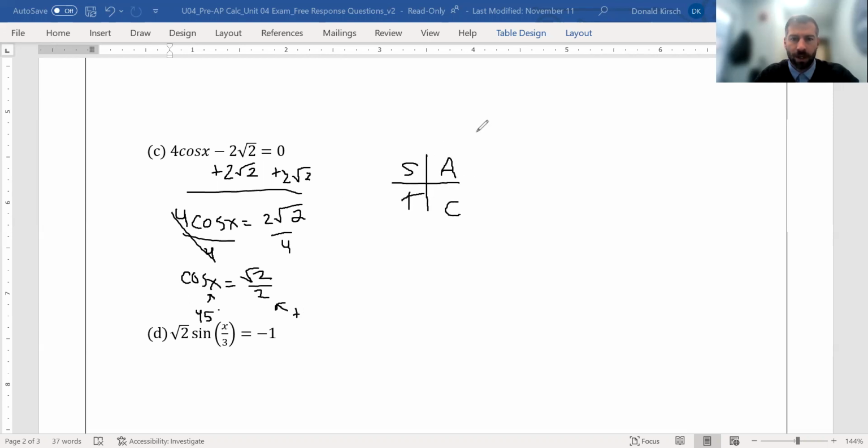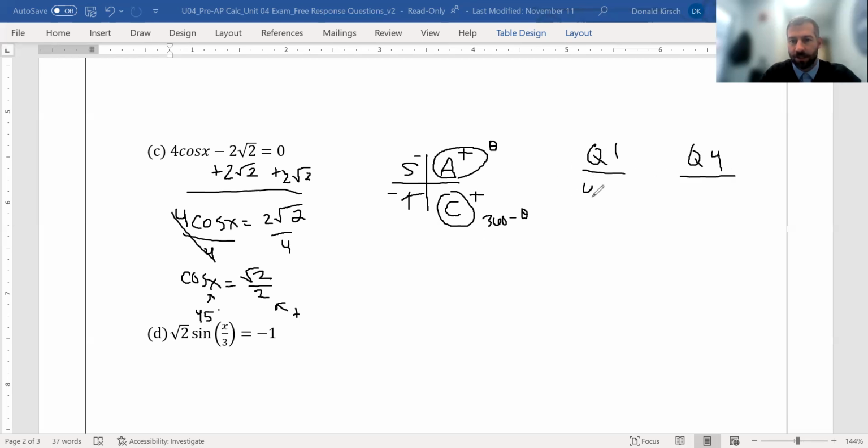Where is cosine positive? Everything's positive here. Sine's positive here, cosine will be negative. Tangent's positive here, cosine will be negative. Cosine is positive here, great. So this is theta, and this is 360 minus whatever that theta is, that angle is. So let's go get our quadrant set up for quadrant 1 and quadrant 4.